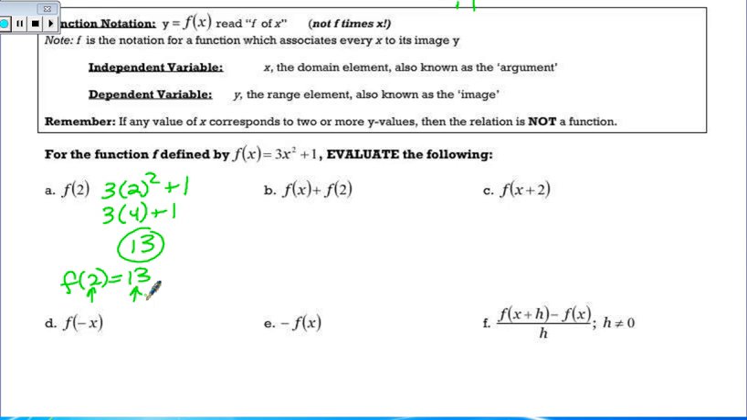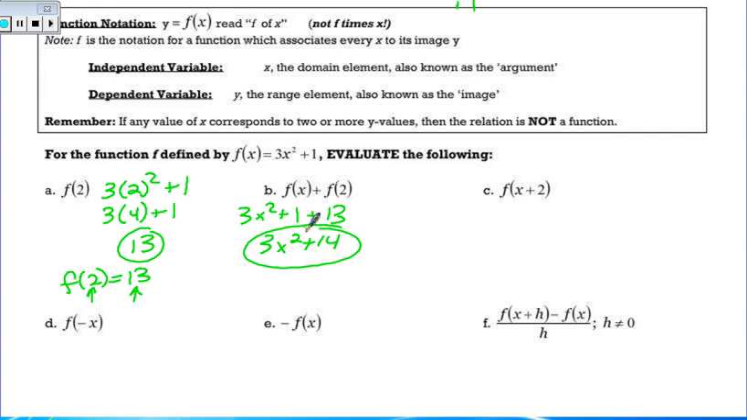For B, they're asking us to add these guys together. So f of x is just what this is over here. So that is 3x squared plus 1 plus f of 2. We already found that in the problem before in A, so we found that to be 13. So I get 3x squared plus 14.